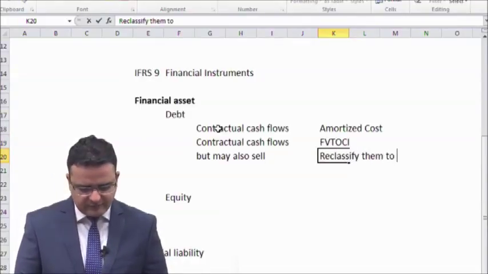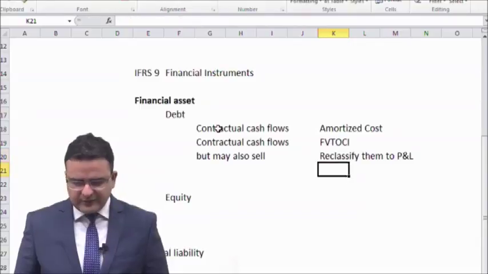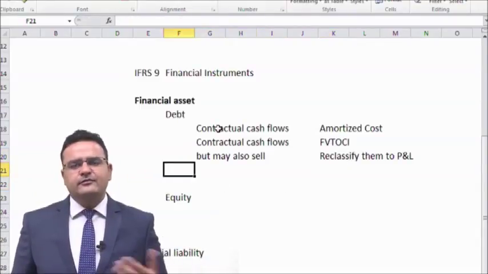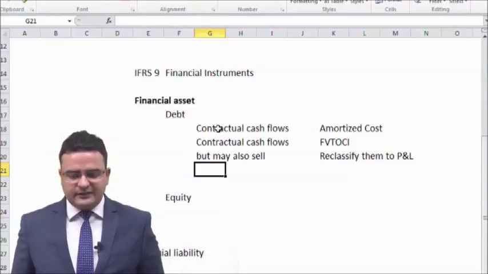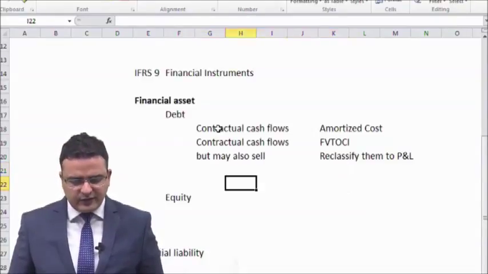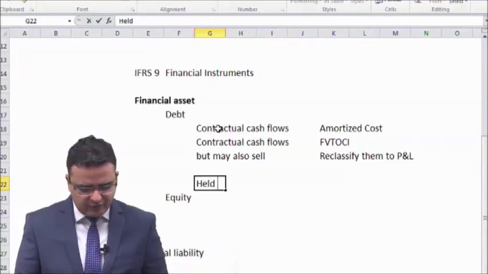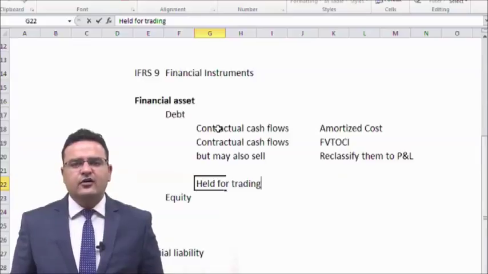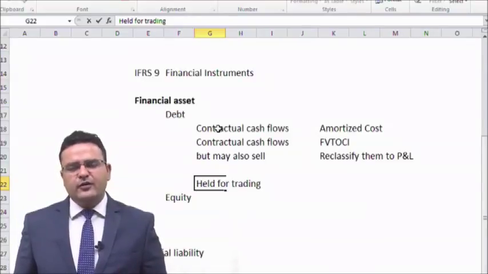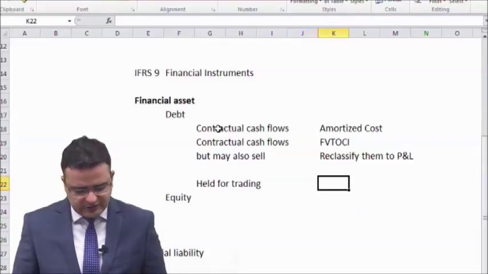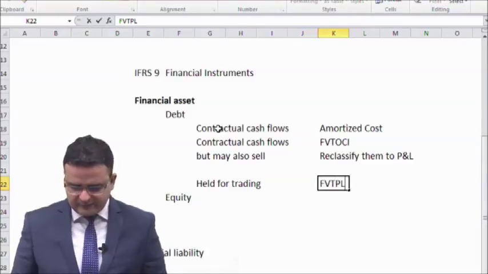The third category is that you are not intending to hold them till maturity, your intention is to sell them. If your intention is to sell them, the only category left is fair value through held for trading. If you are holding them for trading, that means you are exposing yourself to the risk of a fall in value, and you may also gain in value because your intention is to trade them in the market. So the third category is the FVTPL category.